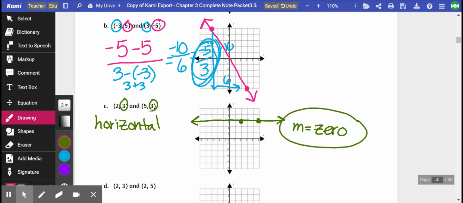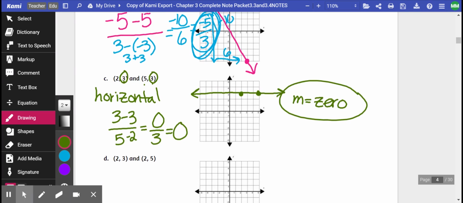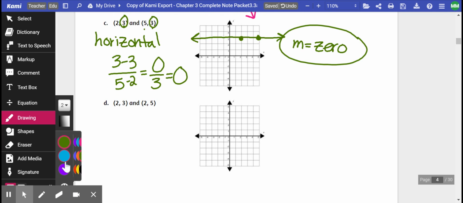Let's say that we take our second y minus our first y over 5 minus 2. So I would have 0 divided by 3, which is 0. So any way that I look at it, I can see that my slope is 0. Okay, last one like this.